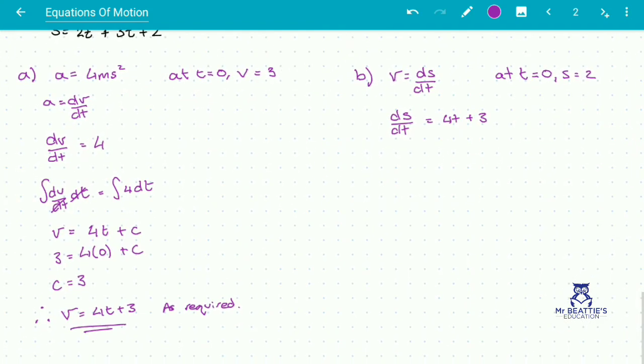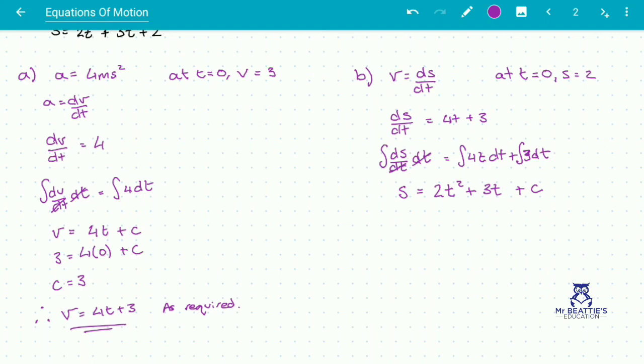So, integrate both sides with respect to t. The integral of 4t dt plus the integral of 3 dt. And so those two dt's at the front are going to cancel, and the integral of ds is going to be s. And integrating 4t is going to become 4t squared, and then you bring the 2 down and divide, so it's going to become 2t squared. The integral of 3 with respect to t is going to become 3t, and we have our plus c.